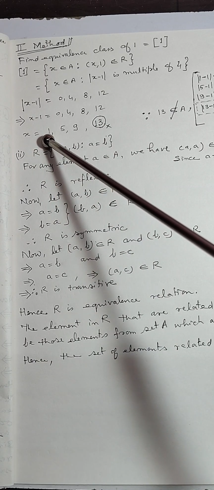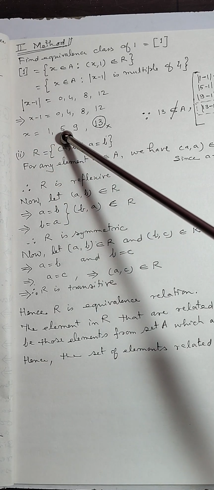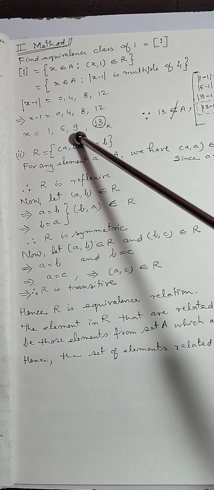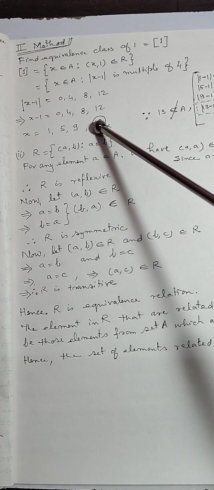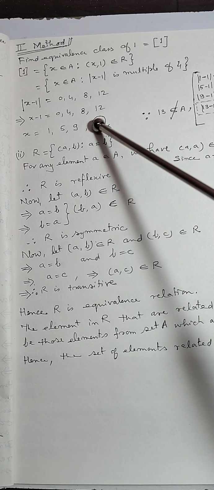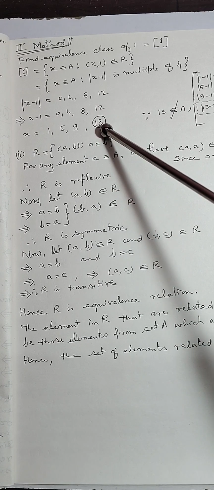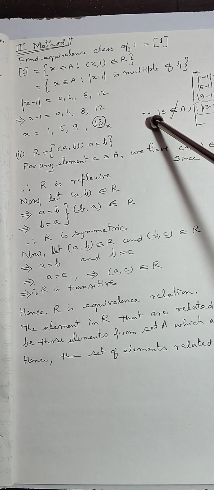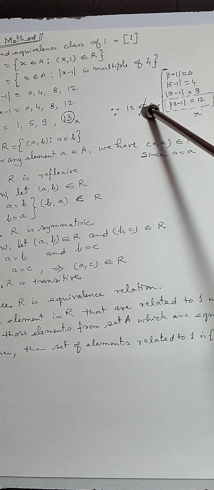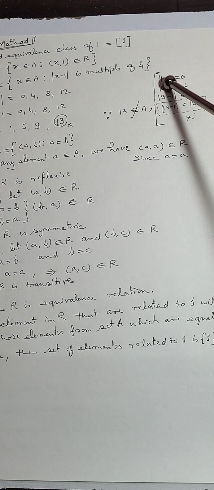So x is equal to 1, 5, 9. अब देखिए 1 में से 1 माइनस करेंगे 0 मिलेगा, 5 में से 1 माइनस करेंगे 4 मिलेगा, 9 में से 1 माइनस करेंगे 8 मिलेगा। अब 12 लेने के लिए हमें 13 चाहिए। 13 माइनस 1 इज इक्वल टू 12, लेकिन 13 तो हमारा सेट A में है ही नहीं। That is why I have put a cross here, it should not be included. 13 does not belong to A.